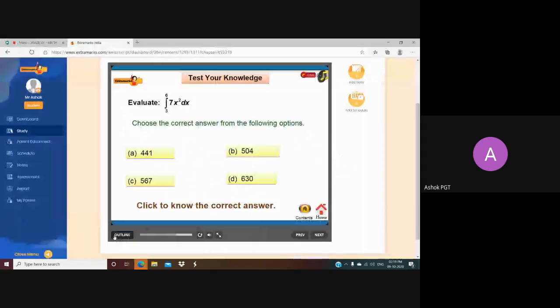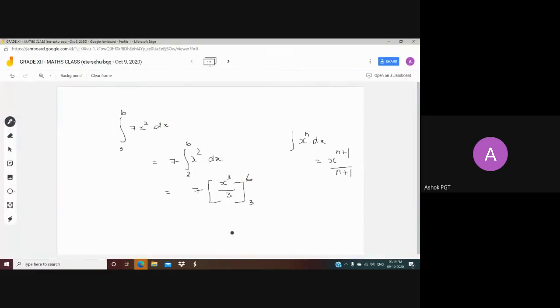Let me check whether the question is right. 3 to 6, 7x square, right? So this is the answer. Now we have to give the upper limit as an input first. So 6 cube divided by 3, and then minus lower limit given as an input, 3 cube divided by 3, right? So we can write this as 7 into, inside the bracket we can take 3 as common, 6 cube is 36 into 6, so 216, minus 27.